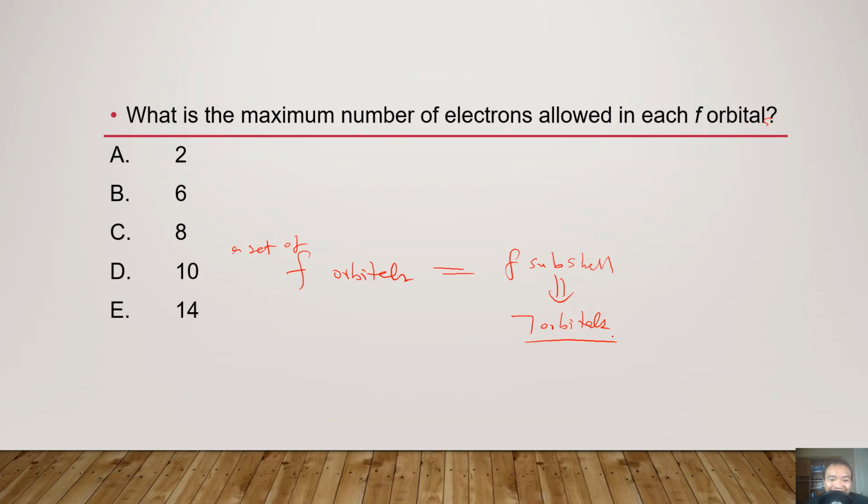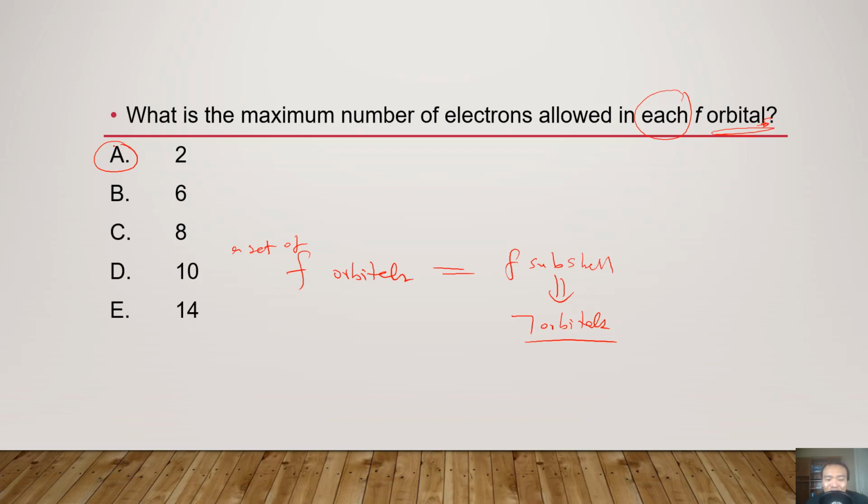But do remember, this question does not ask you the set of orbitals. Actually, it's asking you in each F orbital, how many electrons can you have? In each F orbital, it must be 2 electrons. Actually, in any orbital, you can only have 2 maximum electrons.